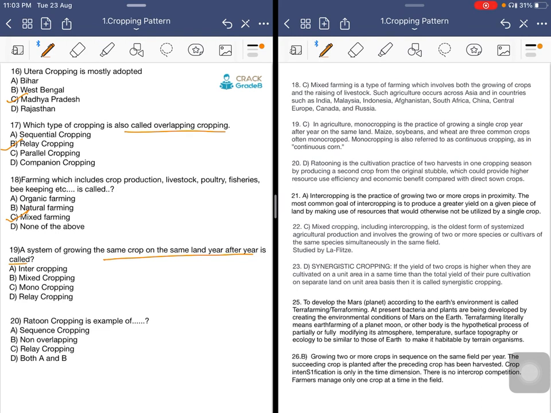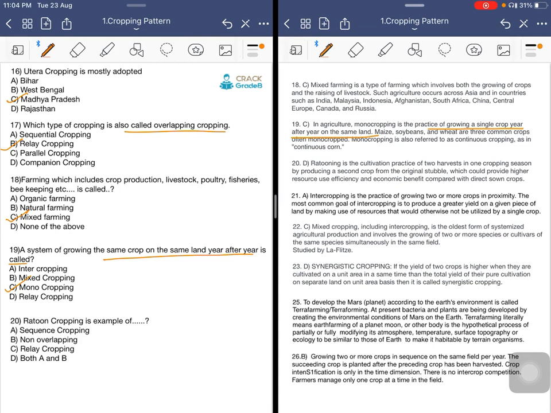It's also called monocropping, because we have to grow paddy all the years, or wheat all the years. This is called monocropping, and the crops become highly susceptible to disease; conditions become more congenial for it. Therefore, we have the practice of growing a single crop every year in the same piece of land.